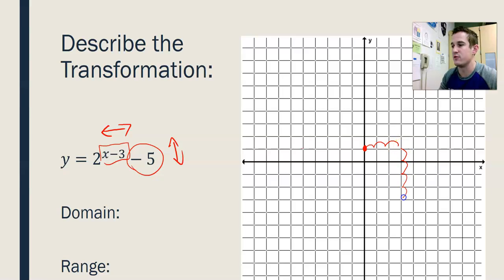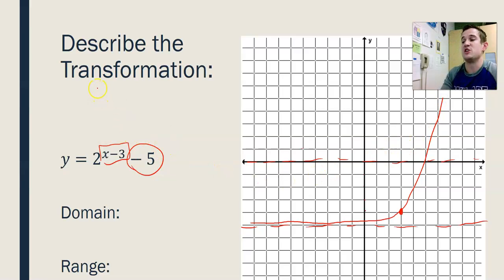And down 1, 2, 3, 4, 5. So this is a new point of this graph. Also, originally I had a horizontal asymptote right here. But remember, I shifted this whole graph down 5 units, so that horizontal asymptote is also going to move down 5 units. So this right here would be my new horizontal asymptote, and this right here would be approximately my new graph. So if I'm writing down the transformation, I'm going to say right 3, down 5.